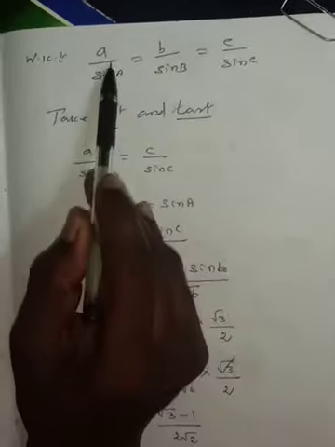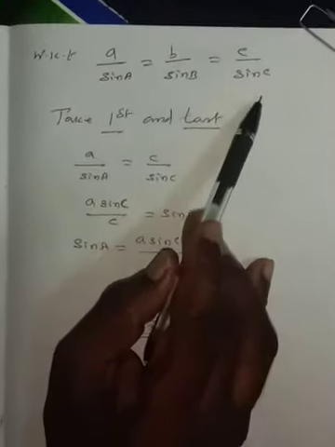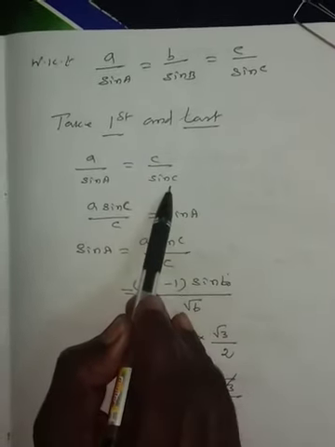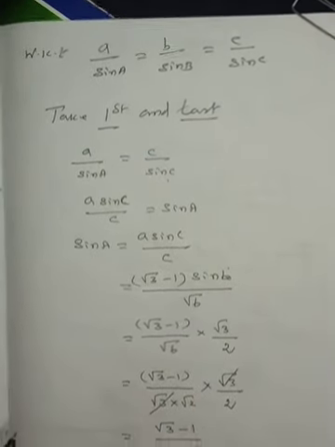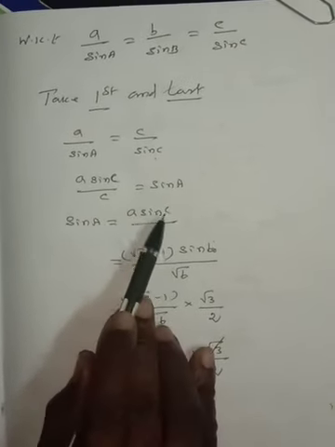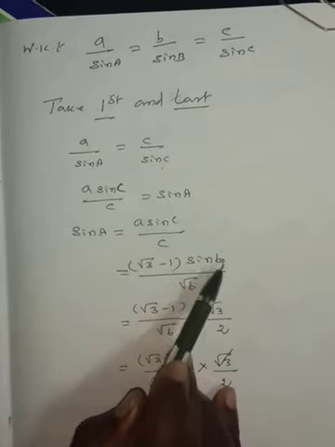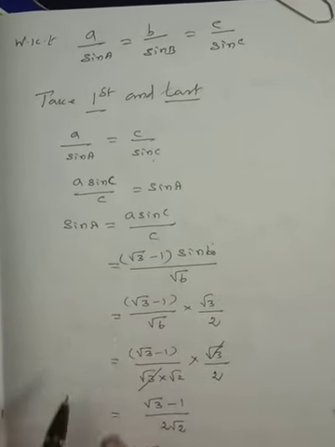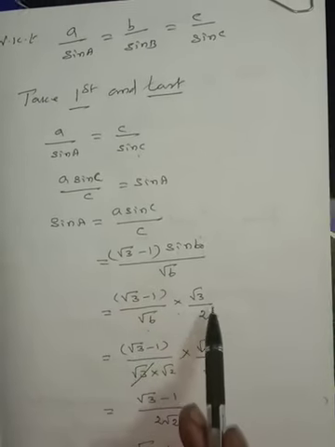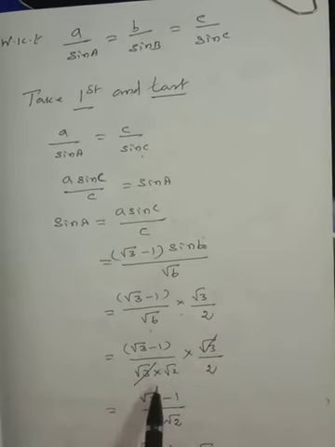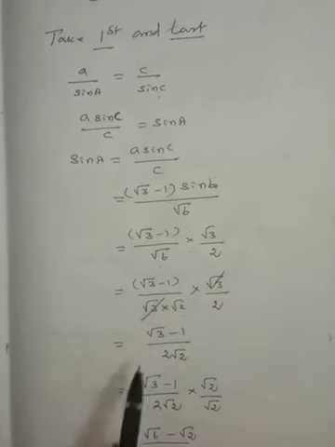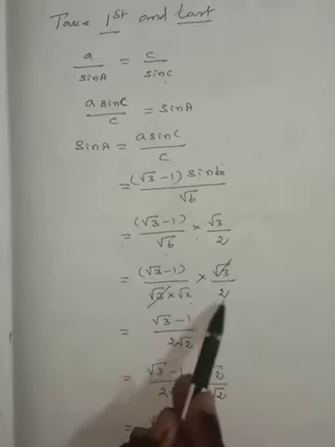Sine formula: a by sin A is equal to b by sin B is equal to c by sin C. Take first and last. a by sin A is equal to c by sin C. Cross multiplying, we get sin A is equal to a sin C divided by c. a is root 3 minus 1, C is 60 degrees, therefore sin 60 degrees whole divided by c, which is root 6. Now root 3 minus 1 divided by root 6 into sin 60, which is root 3 divided by 2. So root 3 minus 1 divided by root 3 into root 2, into root 3 divided by 2. Root 3 cancels. We get root 3 minus 1 divided by 2 root 2.